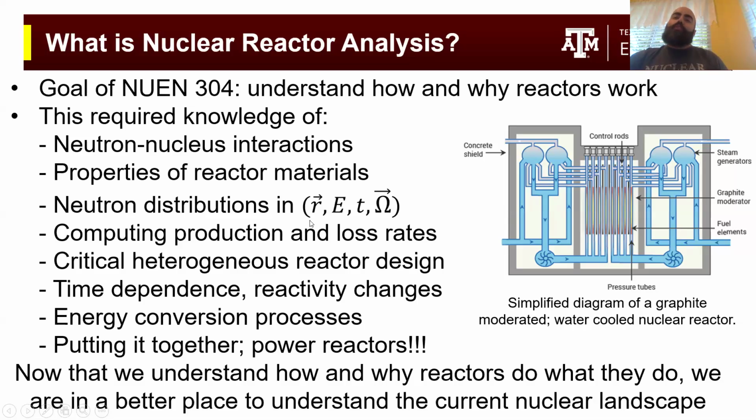Those were what went into finding the neutron distributions. We studied different kinds of reactors. We discussed how to find what would be critical configurations for various kinds of reactors using one group diffusion theory, using multi-group diffusion theory. And we haven't explicitly talked too much about energy conversion processes.